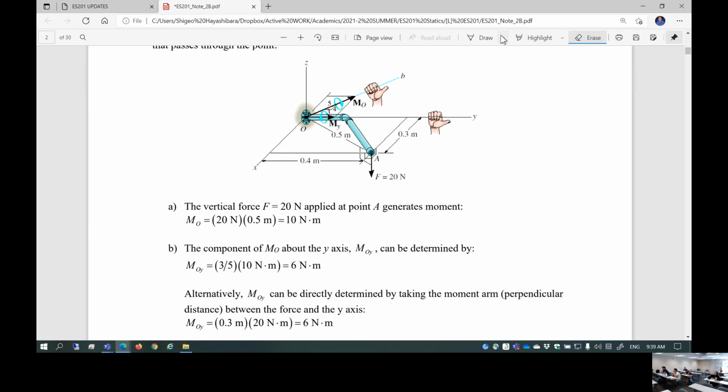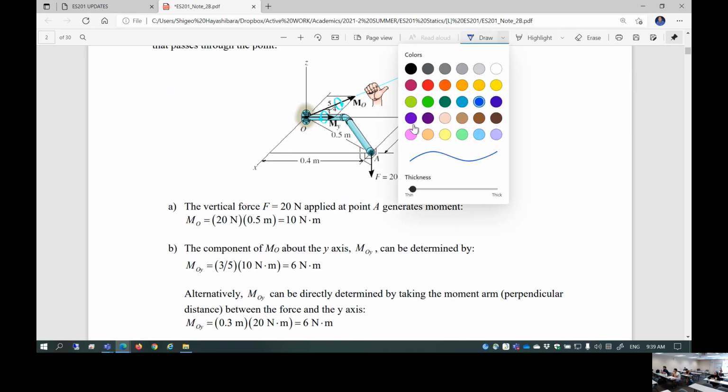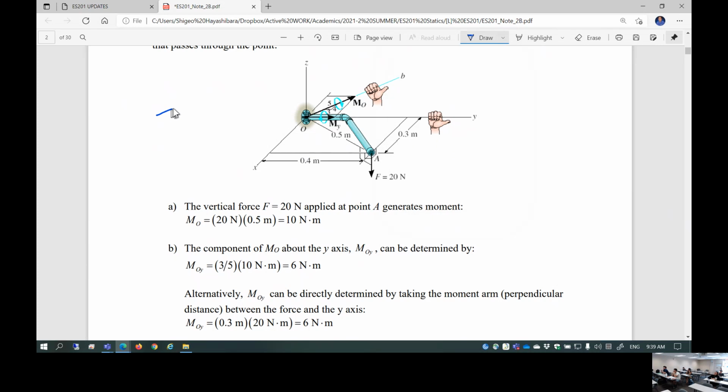Now, this is my personal way, but if I represent moment as a vector, I use a double arrow. I'm the only one using this, but I oftentimes confuse myself: is this a force or a moment? So if I represent a moment, I use a double arrow plus the direction of the rotation, by the right hand rule. So I'm going to do this. This is MO.